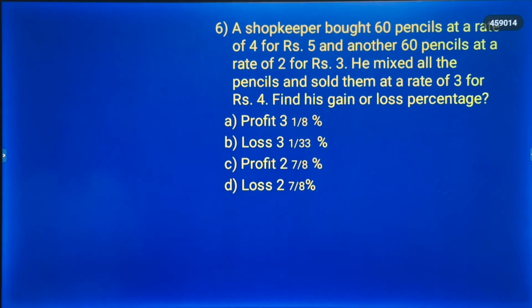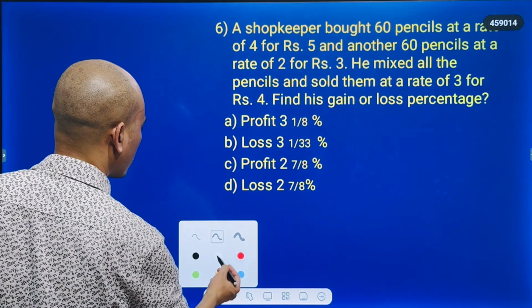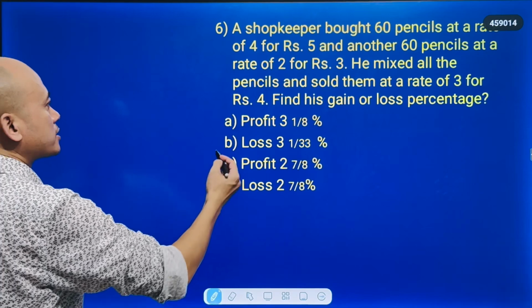The question says: a shopkeeper bought 60 pencils at the rate of 4 rupees for 5 and another 60 pencils at the rate of 2 rupees for 3. He mixed all the pencils and sold them at the rate of 3 rupees for 4. Find his gain or loss percent. So here there are two parts, two transactions.